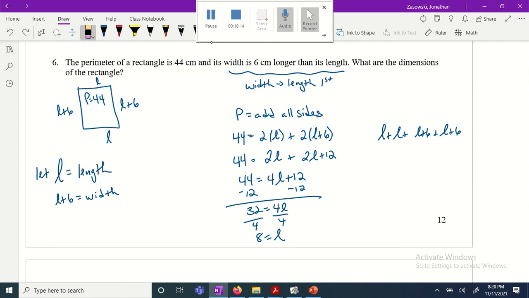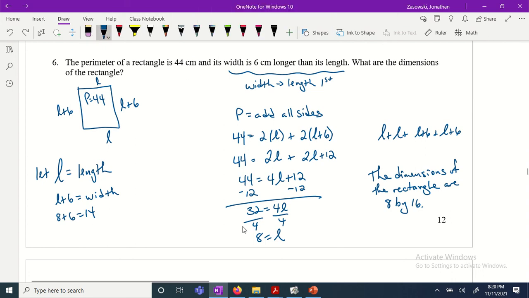Okay, so distribute the 2, combine like terms, move the 12 over, and then divide by 4. Plug into our key over here. So we're going to get the width is equal to 16, and then we can make our statement. So the dimensions of the rectangle are 8 by 16. Or if you want to say the length is 8 and the width is 16, that's also fine. Or sorry, 14. Why did I write 16? Good call.